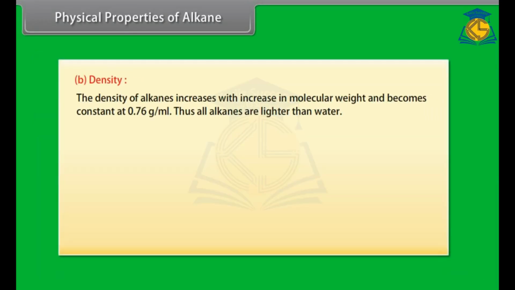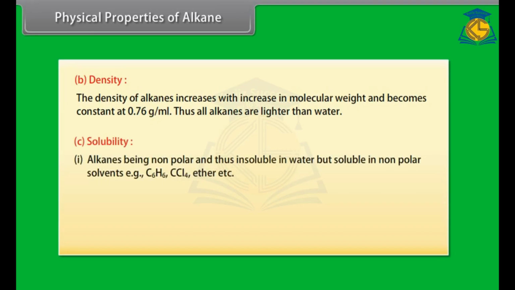Density. The density of alkanes increases with increase in molecular weight and becomes constant at 0.76 gram per milliliter. Thus, all alkanes are lighter than water. Solubility. Number 1. Alkanes, being non-polar, are insoluble in water but soluble in non-polar solvents, for example, C6H6, CCl4, ether, etc.